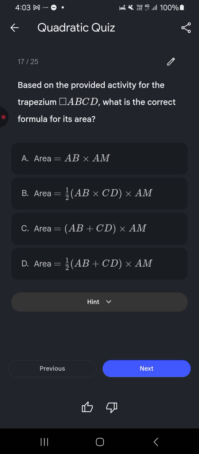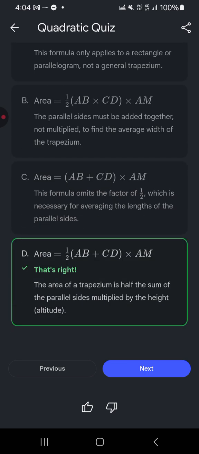Based on the provided activity for the trapezium ABCD, what is the correct formula for its area? Option D. The area of a trapezium is half the sum of the parallel sides multiplied by the height or altitude.